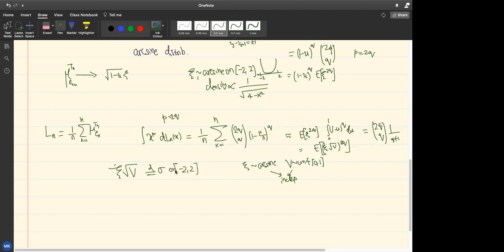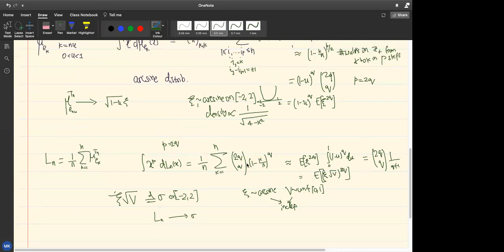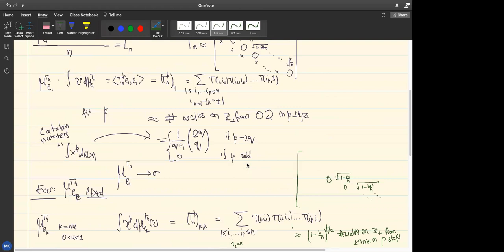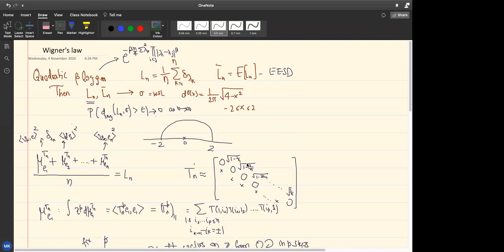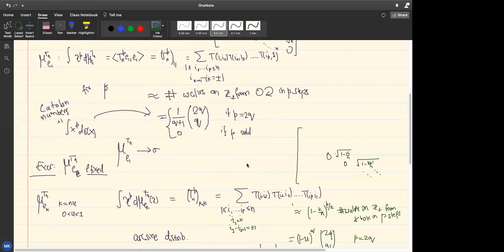This was the semicircle distribution with density square root of 4 minus x squared. So in other words, ln converges to sigma. Okay, so this completes the proof of Wigner's semicircle law from the tridiagonal matrix. For those who have seen other random matrix models, like for example GUE or Wigner matrices, the combinatorics here is way simpler. That's the one point.